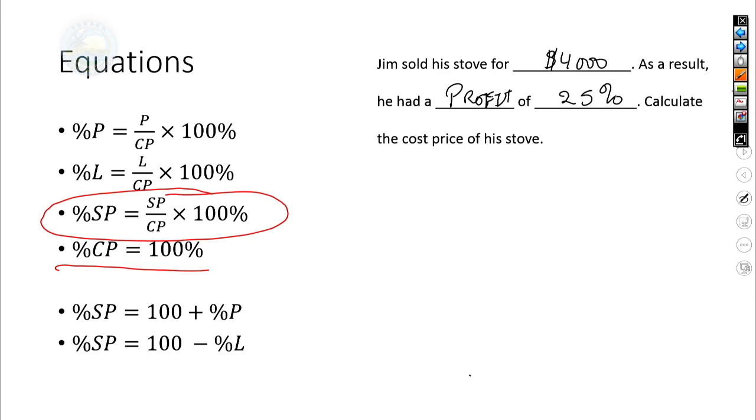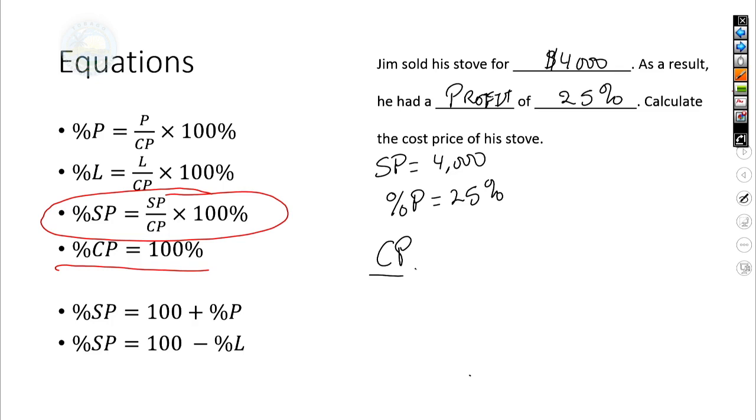What do we have here? We have our selling price, which is 4,000. We have our percentage profit, which is 25%. And we need to find the cost price. Now, do we have the information currently to directly find the cost price?